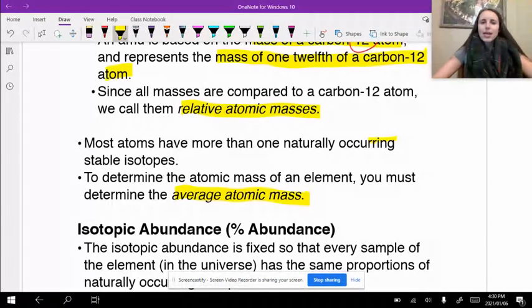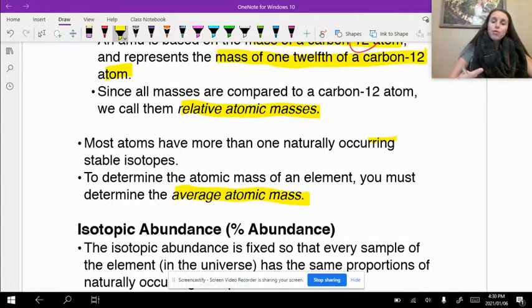If you look at carbon on the periodic table, it should say the mass of carbon is 12.01, depending on how many decimals. That means that most carbons have a mass of 12, with 6 protons and 6 neutrons, but there are some carbons that have 6 protons and 7 neutrons, or 6 protons and 8 neutrons. That's why you have that decimal: it's an average atomic mass, an average of all the isotopes.